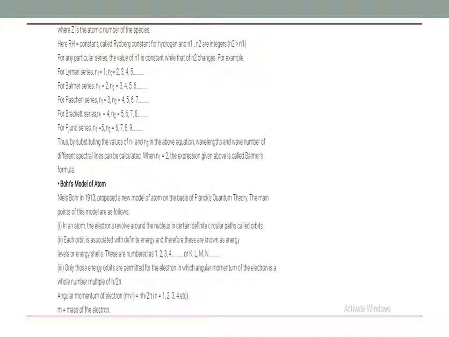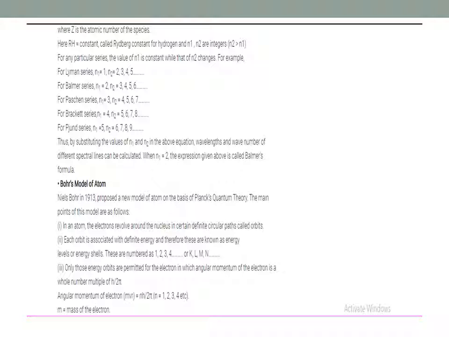So for Lyman series, n1 is equal to 1, so n2 will be 2, 3, 4, 5 etc. And for Pfund series, if n1 is 5, then n2 is 6, 7, 8, 9. Thus by putting the values of n1 and n2 in the equation, wavelengths and wave number of different spectral lines can be calculated. Now Bohr's model of atom.